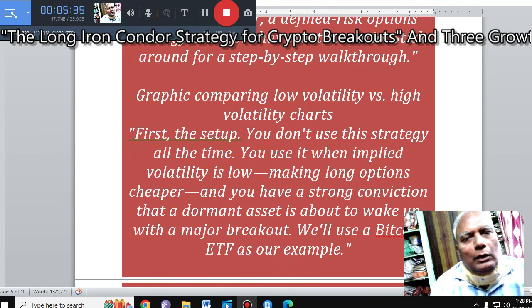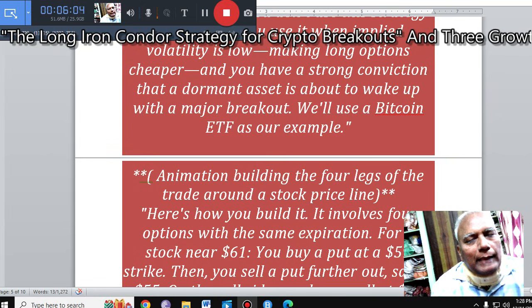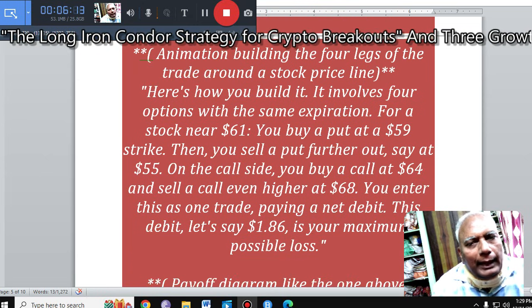Graphic comparing low volatility versus high volatility charts. First, the setup: you don't use this strategy all the time. You use it when implied volatility is low, making long options cheaper, and you have stronger conviction that a dormant asset is about to wake up with a major breakout. We will use a Bitcoin ETF as our example.